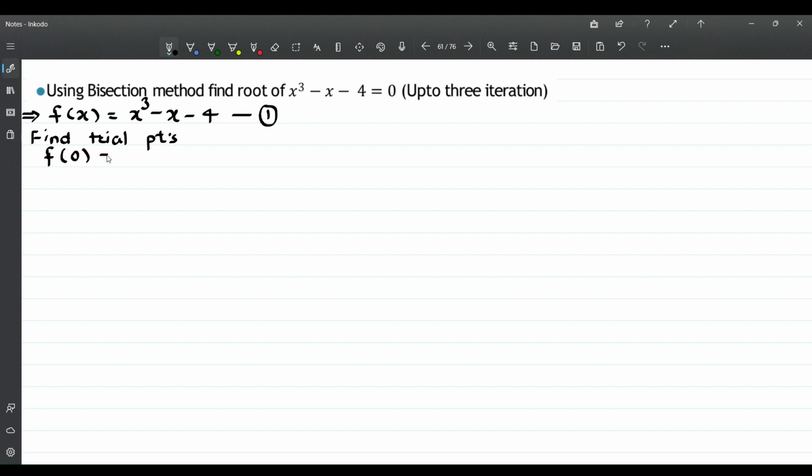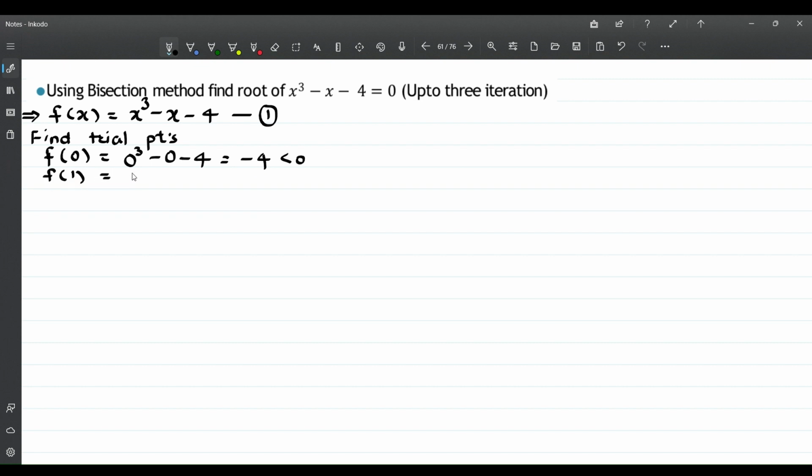F of 0 is 0 cube minus 0 minus 4. So the answer will be minus 4, which is less than 0. So what we have to do here? We have to put 1, 2, 3 up to where this answer will convert into positive sign. Okay. Next one, f of 1.